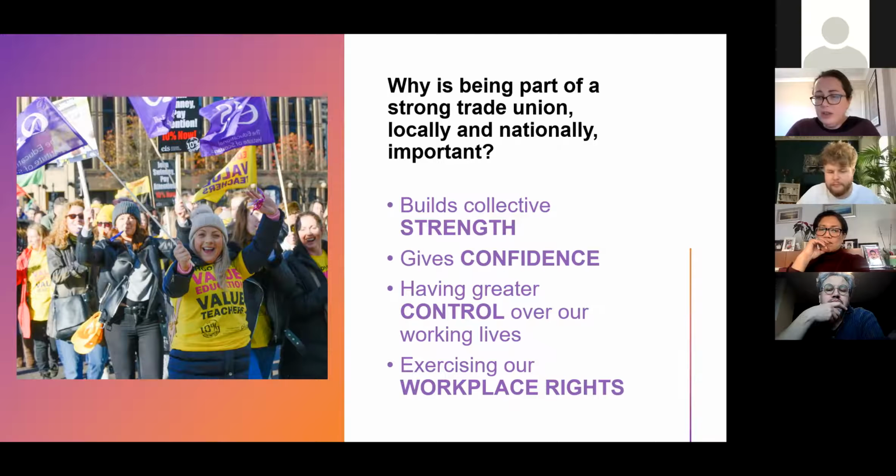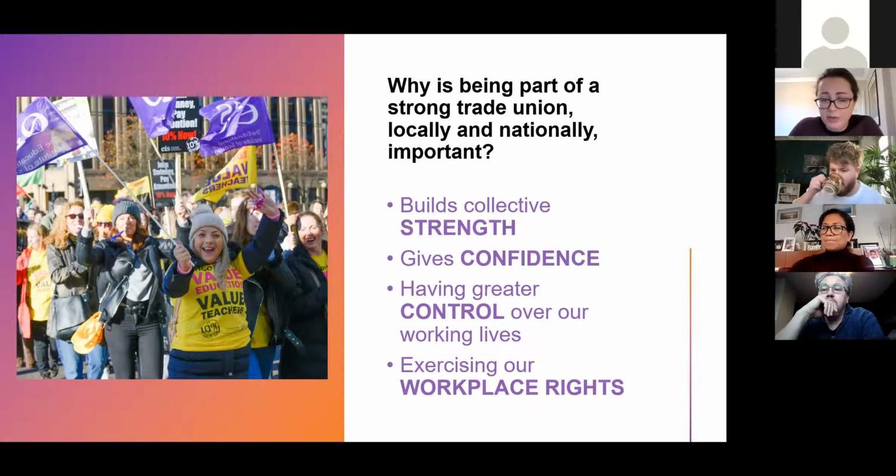Being part of a trade union hopefully gives you some greater control over your working life. In teaching, there are various mechanisms that you have to help you address workload issues. You'll come to hear more about working time agreements if you haven't already in the future. But it's about us taking control over workload, but also our well-being at work, our well-being and that of our colleagues as well. So again, we're all acting collectively.